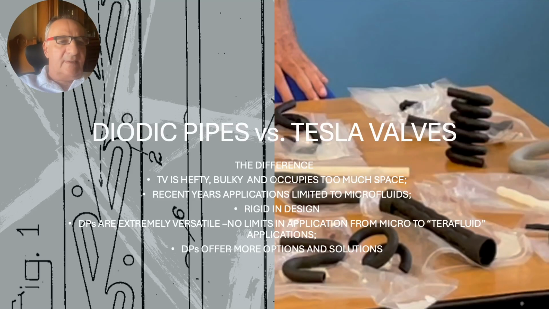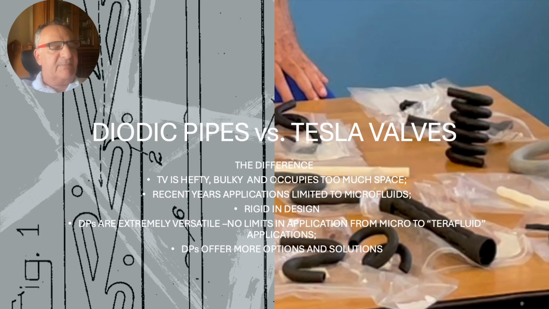Good day to all. Today I'm going to focus my attention on these new valvular conduits, in particular the difference between these diodic pipes versus a Tesla valve, and we'll show you an application in which these valvular conduits are useful. First, as you can see on the video, we have the Tesla valve on my left and these devices that I've called diodic pipes on my right.